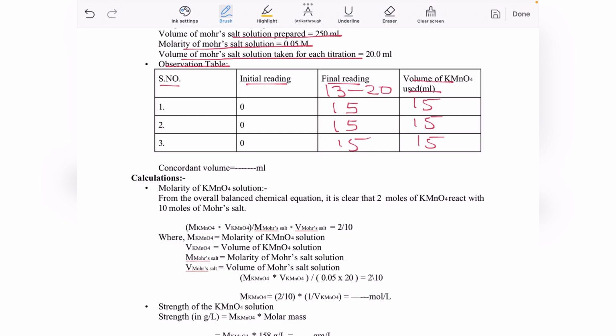Now the concordant volume doesn't mean that you have to take a mean value here. It means all the 3 readings must be the same. It's not like, okay, the first reading you take 15, the next one is 17, and the third one is 14, and finally for concordant you write 14 plus 17 plus 15 upon 3. This is the wrong way. Concordant means all the 3 values must be the same. So here our concordant volume is 15 ml.